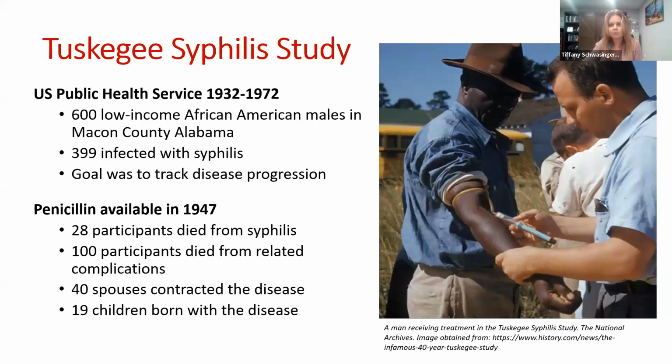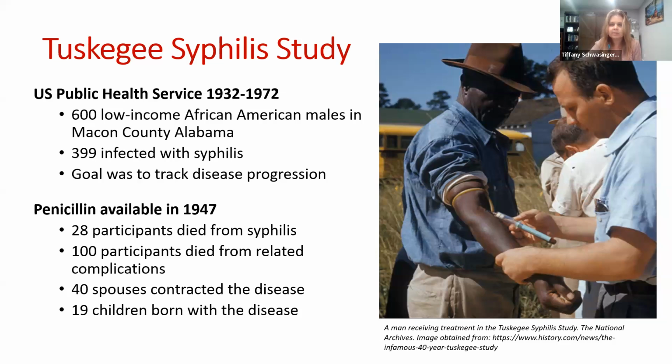Another common example that people often reference when we start talking about ethics in research is the Tuskegee syphilis study. And this was actually conducted by the US Public Health Service from 1932 to 1972. And what happened is they took 600 low-income African-American males that were residing in Macon County, Alabama, and infected 399 of them with syphilis. And the goal behind the study was really to track disease progression.